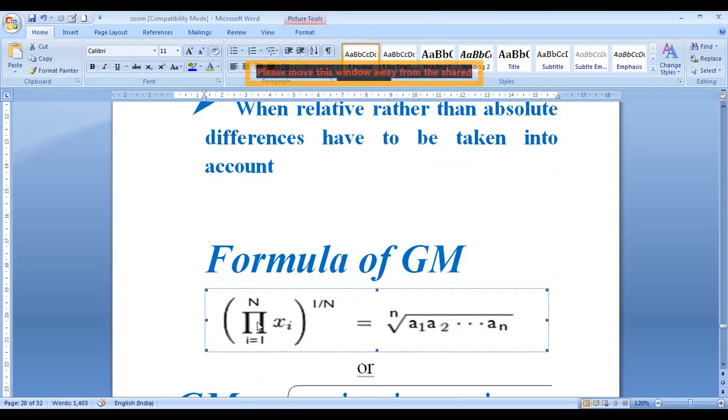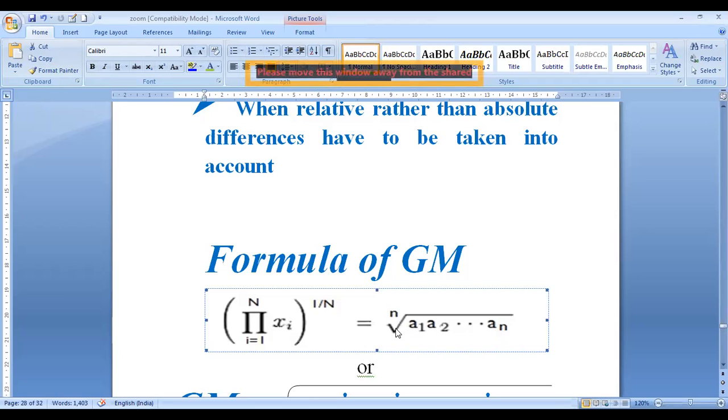Instead of this, putting pi for i equal to 1 to n of x_i to the power 1 by n, you can simply go with GM. GM is equal to the nth root of a1 into a2 into dot dot dot into an. Here n is nothing but the number of observations. a1, a2 are particular variables, or x1, x2, x3, nothing but the x1 value, x2 value and x3 value.